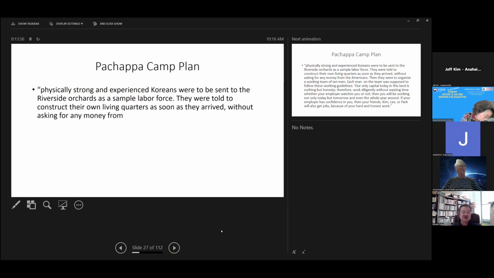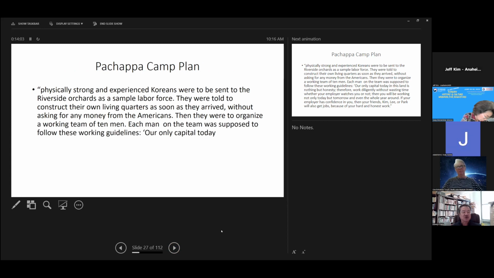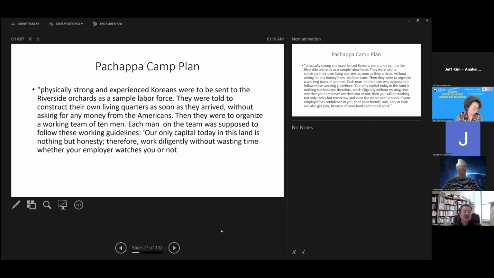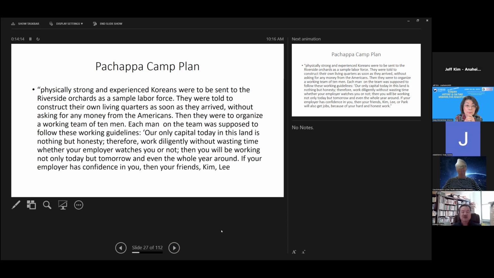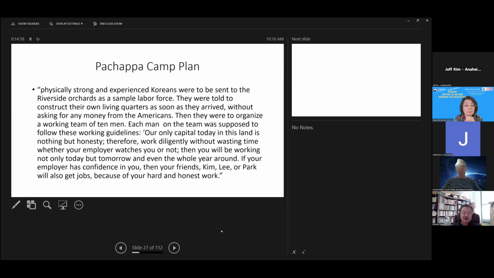He says, physically strong, experienced Koreans were to be sent to the Riverside orchards as a sample labor force. They were told to construct their own living quarters as soon as they arrived without asking for any money from Americans. They were to organize a working team of 10 men. Each man on the team was supposed to follow the working guidelines. Our only capital today in this land is nothing but honesty, which is the most important virtue of Ahn Chang-ho's teaching.